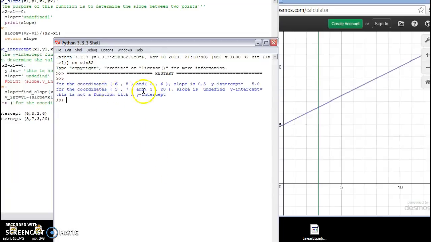It gives the information for these coordinates. The slope is 0.5. The y-intercept is 5.0. In these coordinates, the slope is undefined. The y-intercept means that this is not a function with a y-intercept. So that clarifies the question about y-intercepts for this.